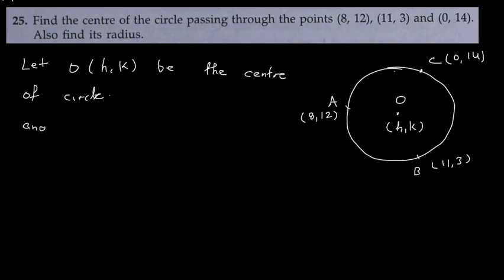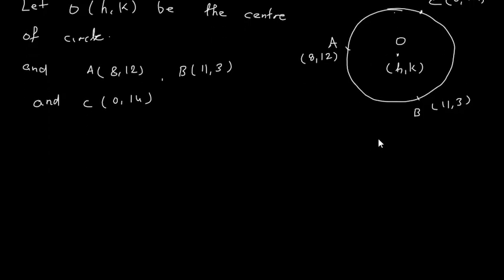and A is 8, 12, B is 11, 3, and C is 0, 14. So as we know, OA is equal to OB is equal to OC. So these three distances OA, OB and OC are equal, and they are equal to the radius.